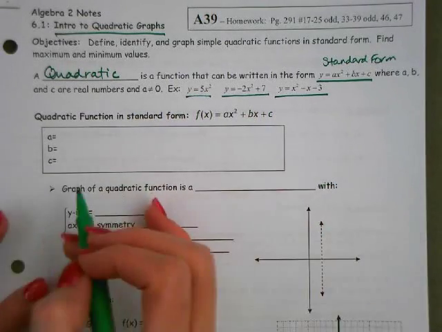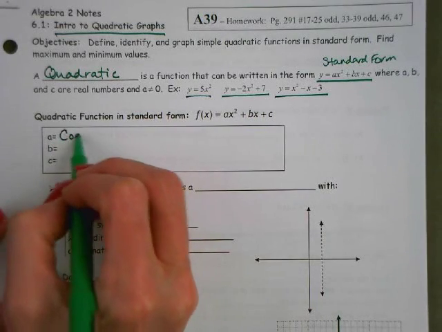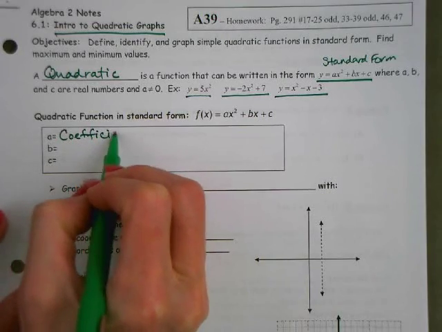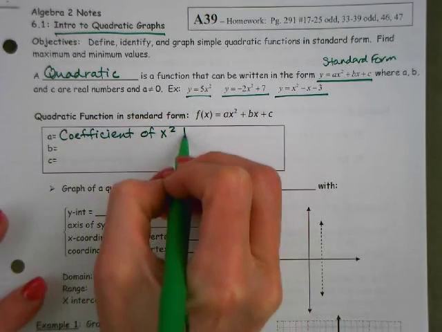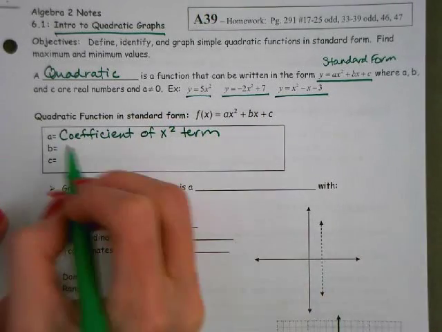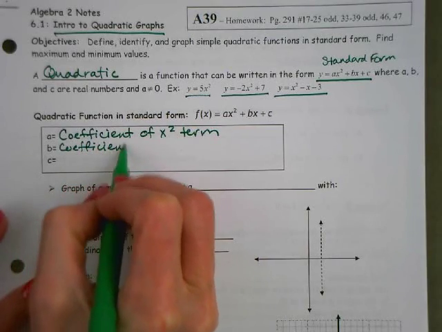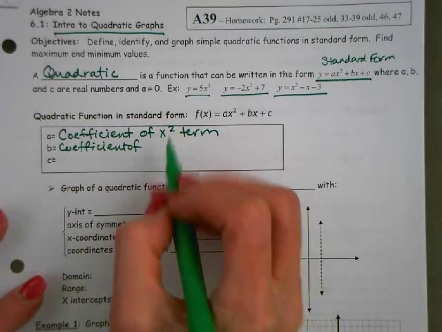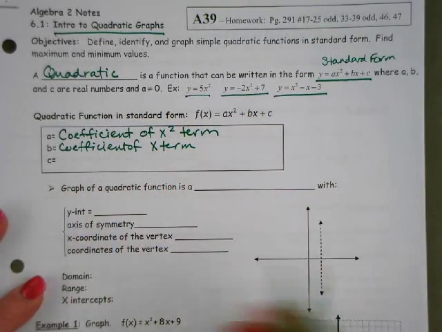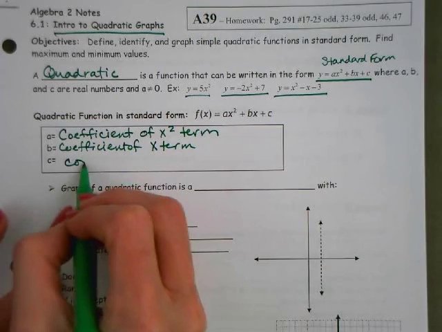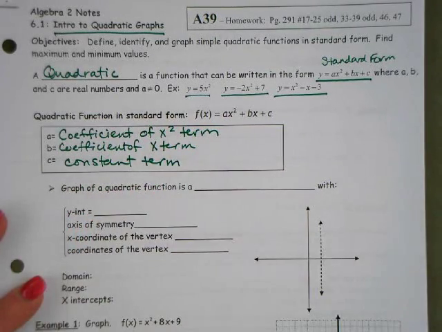Okay? So again, this is just more terminology that I'm reiterating. A is the coefficient of the x squared term. Okay? B is the coefficient of what? The x term. And then c is what we call the constant term. There is no variable associated with it, it's just a number.